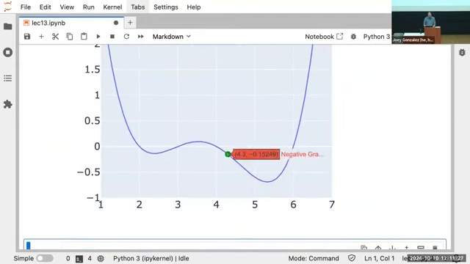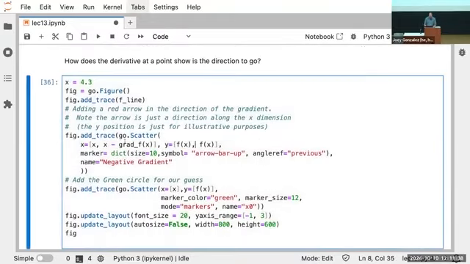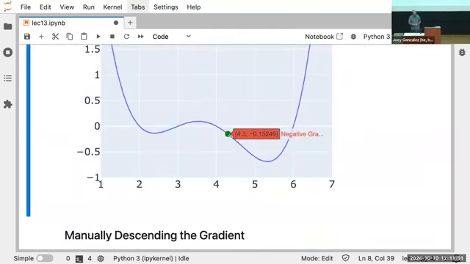So this is the actual code. Here's a point. There's the negative slope at that point, which I calculated using my derivative function from above. I take x, and my arrow goes in the x minus grad f direction, and I put the arrow at the position of f of x, so at this point on the line. It's my derivative. Which way do I go?